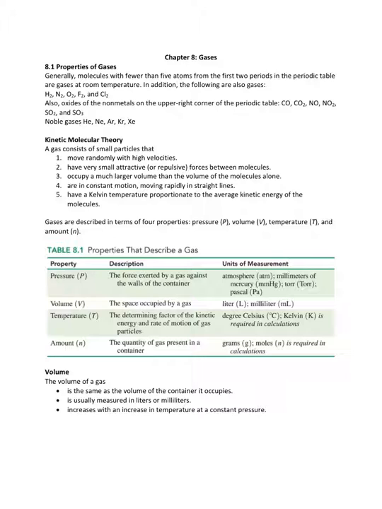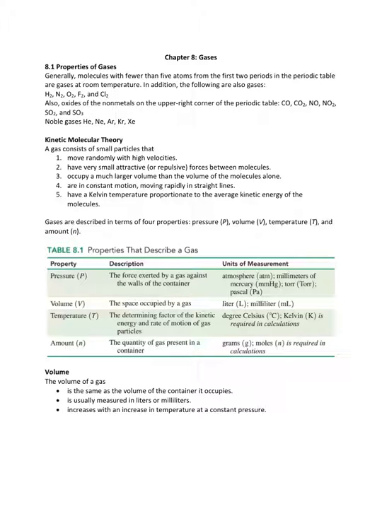I know it's been a while since we've talked about the periodic table. In addition, the following are also gases: H2, N2, O2, F2, and Cl2, also known as hydrogen gas, nitrogen gas, oxygen gas, fluorine gas, and chlorine gas. We call these diatomic molecules. Di meaning 2, atoms, diatomic.